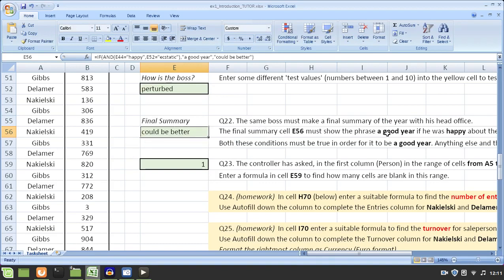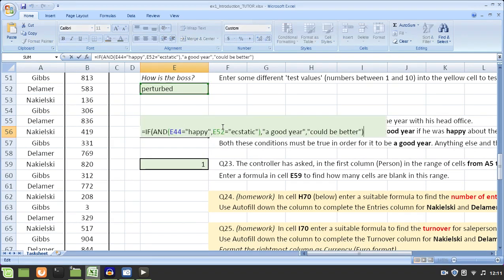Both these conditions must be true in order for it to be a good year. Anything else, and the final summary must show the phrase could be better. So what have we got here? Well, how many outcomes are there? How many possibilities are there? Well, we either have a good year or it could be better.